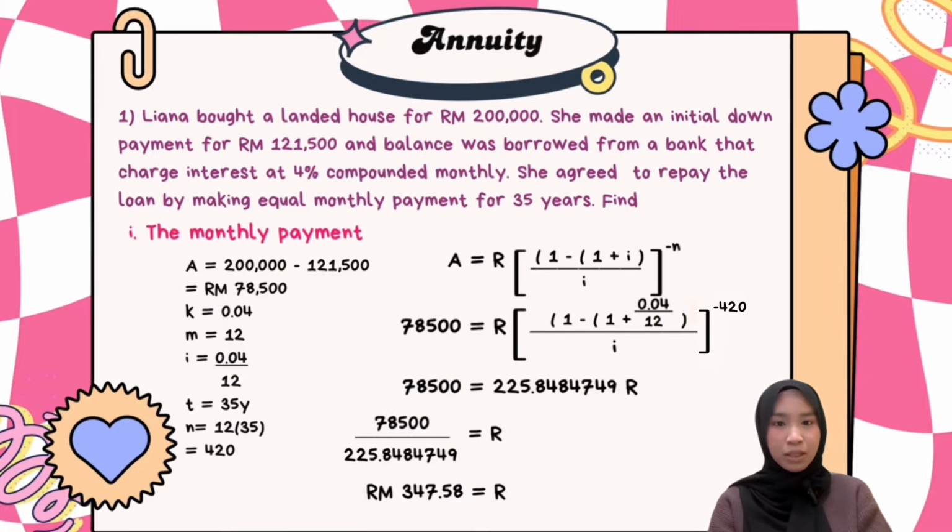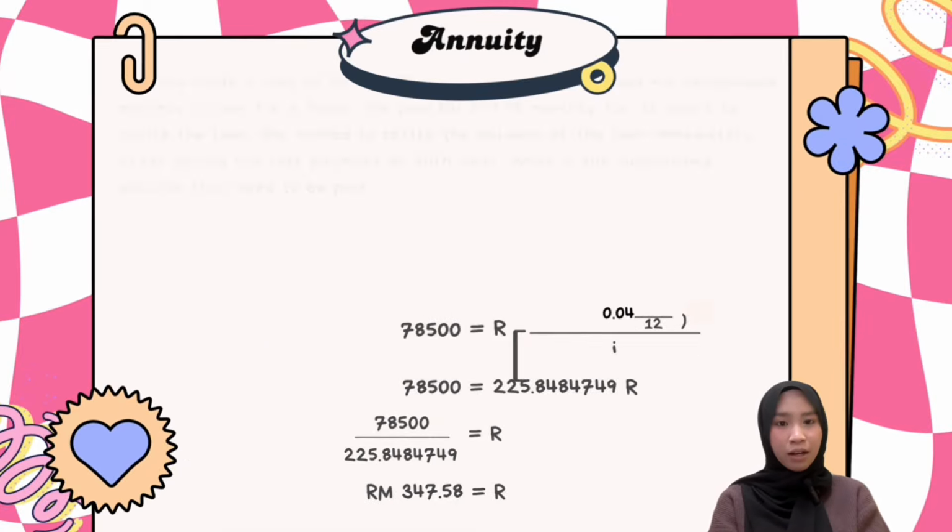Now, all the amounts that we get must be applied to the formula of loan, which is 78,500 equals R bracket 1 minus bracket 1 plus 0.04 divided by 12 to the power of negative 420. So we get 78,500 equals 225.8484749 R. Then 78,500 divided by 225.8484749 equals R. And for the final answer, we get 347 ringgit 58 cent for R.